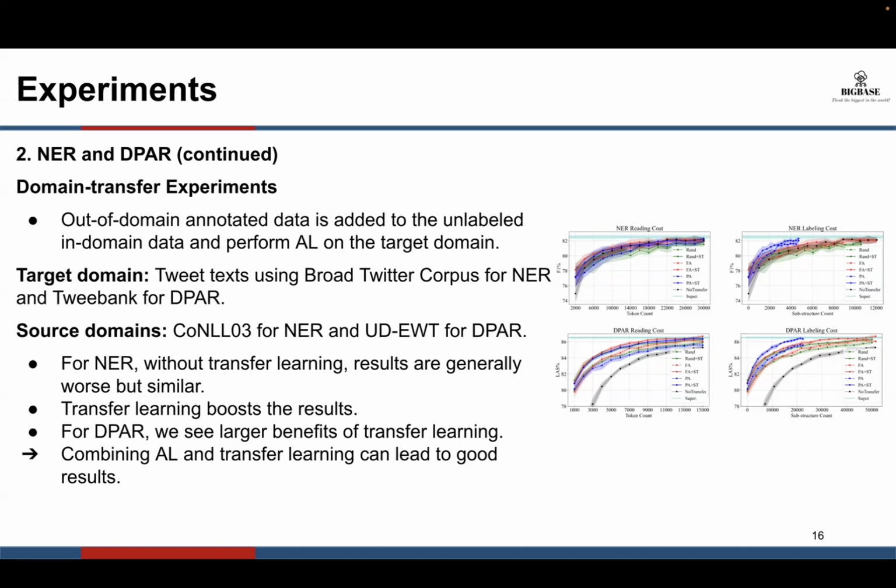And for named entity recognition, the results show that, here in the experiments, they are trying to see between transfer learning versus no transfer learning. Without transfer learning, the named entity recognition results are generally worse, but still similar. But we can say that transfer learning boosts the results. But for dependency parsing, we see larger benefits of transfer learning. They do this experiment just to show that combining active learning and transfer learning can lead to good results, but they just do this as an inspiration for future work.